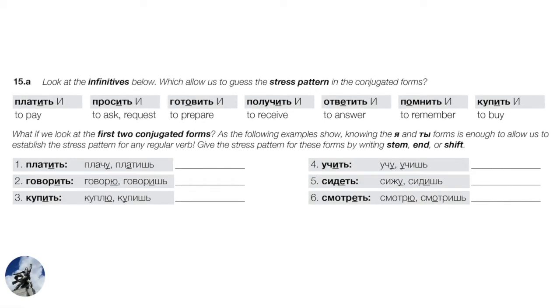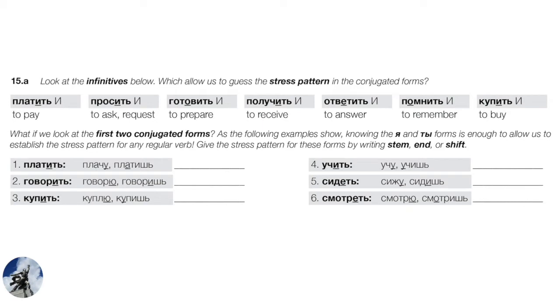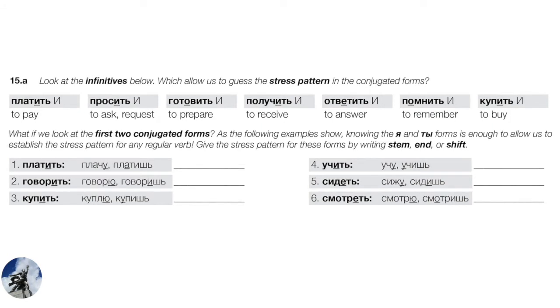Okay, the next one, polucić. No, we don't know, right? We know it will be ja poluciu, I will receive, but we don't know, is it palucish or palucish? Could be shifting stress, could be in stressed. Okay, what about advietit? Yes, it's already on the stem. We know it's going to stay there everywhere. Advietu, advietish, advietit, and so forth.